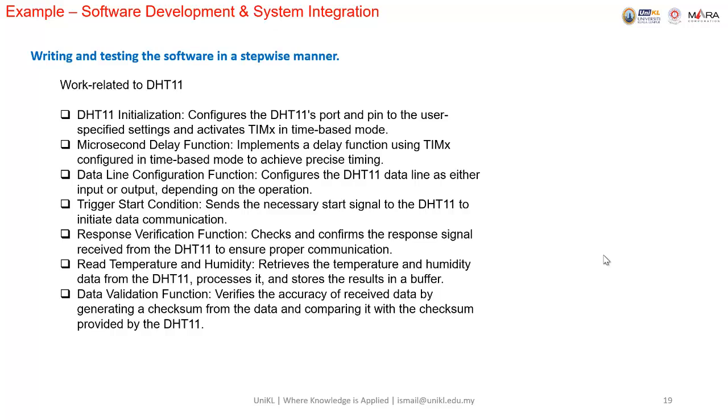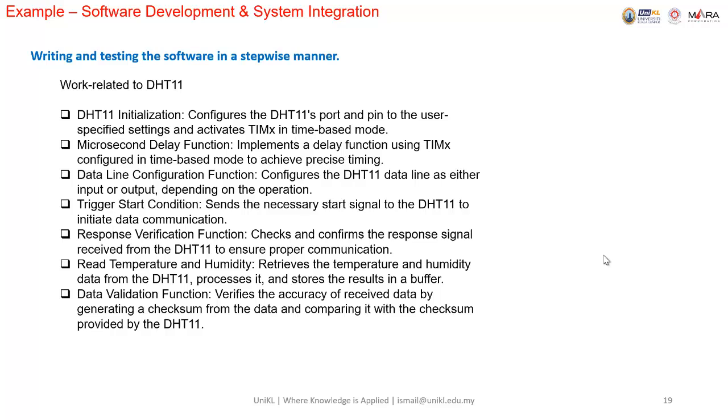Data line configuration functions configure the DHT11 data line as either input or output depending on the operation. Because DHT11 is one example of one wire communication. So that wire can be input, that wire also can be output. That wire sends the command, that wire reads the data from.